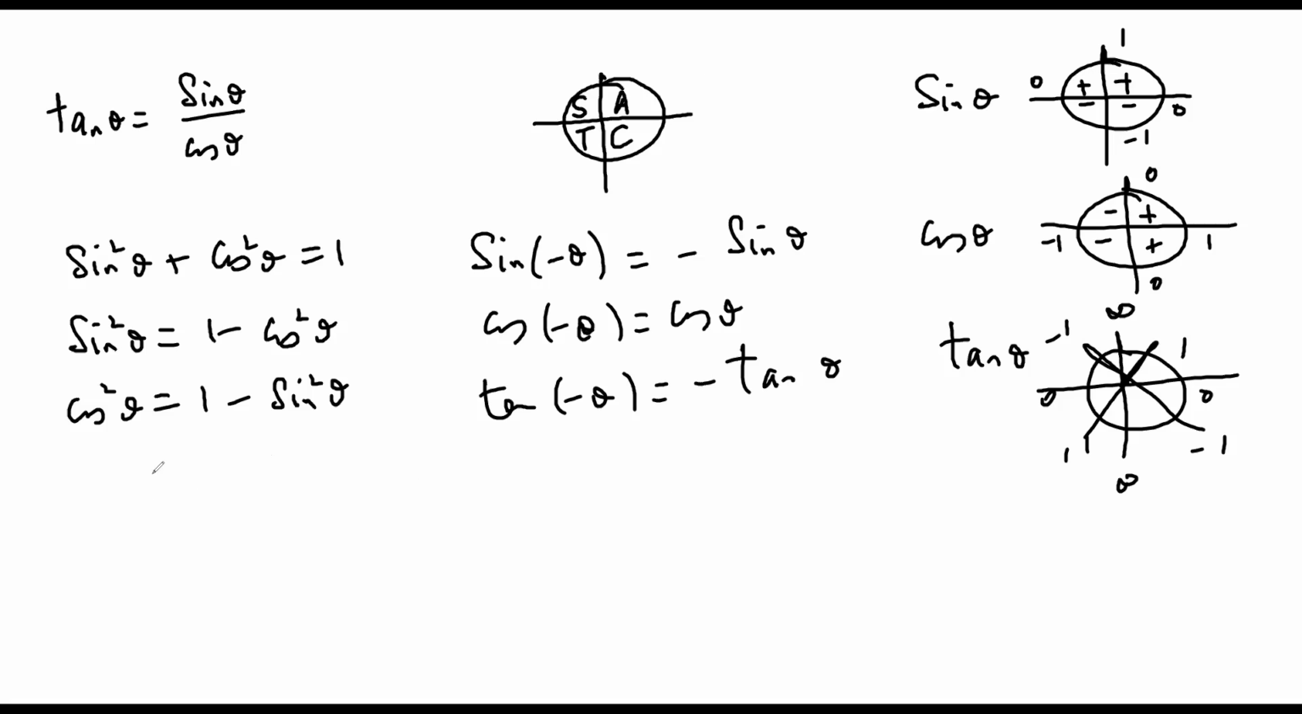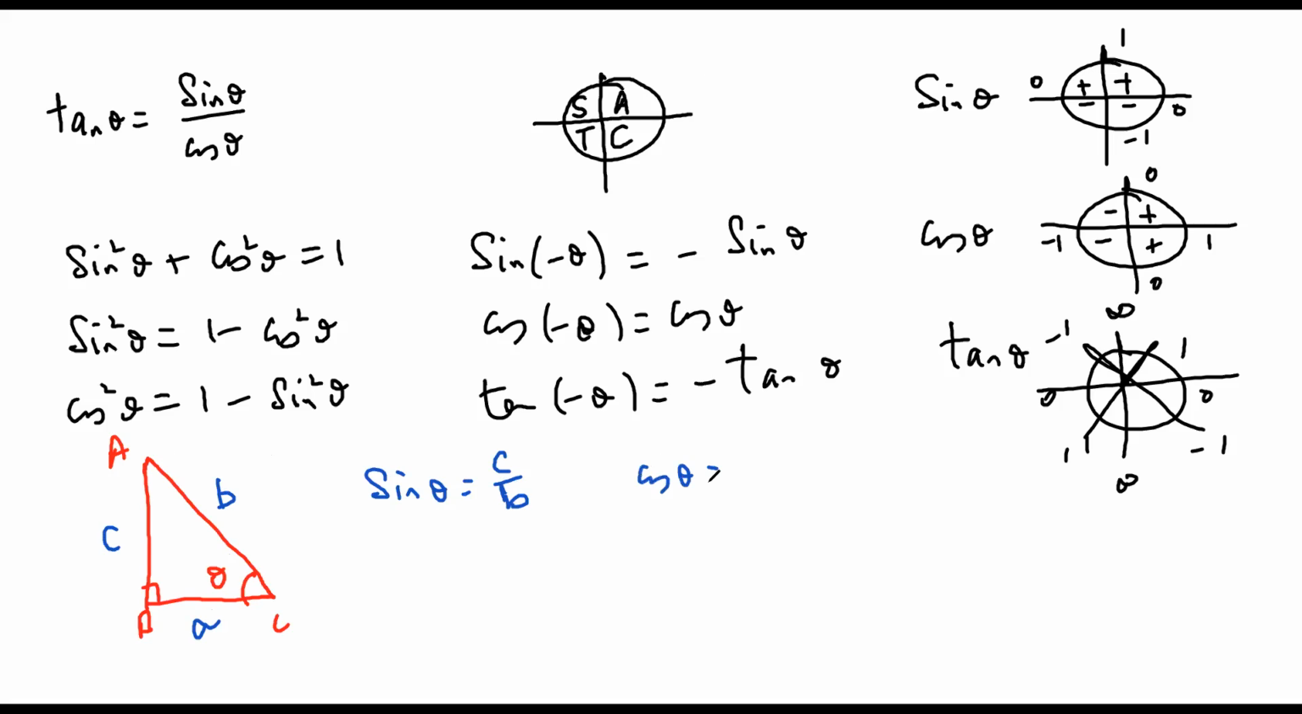Okay, you have seen in this P1 trig that if you have theta over here, this is a triangle A, B, C, okay? This is your A, this is your C, this is your B. So this sine theta was C over B, okay? Then you have cos theta, that is A over B, and then you have tan theta, that is C over A.